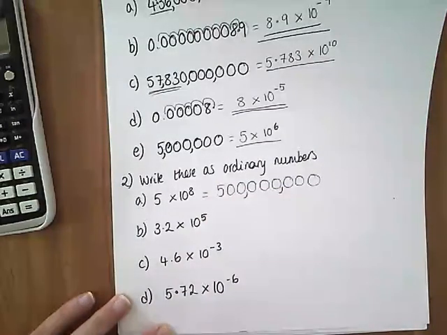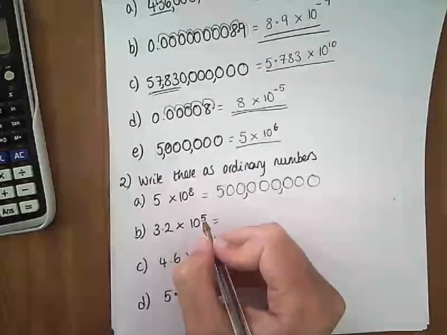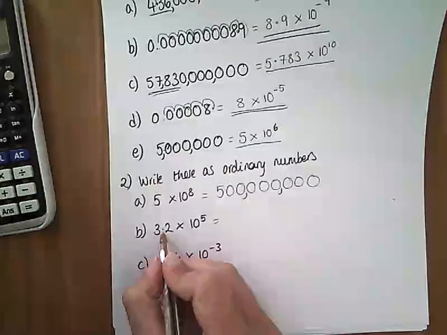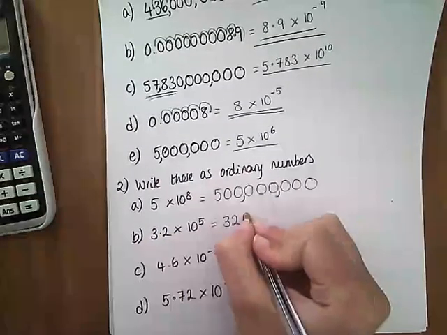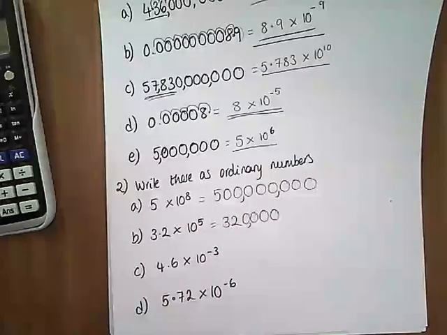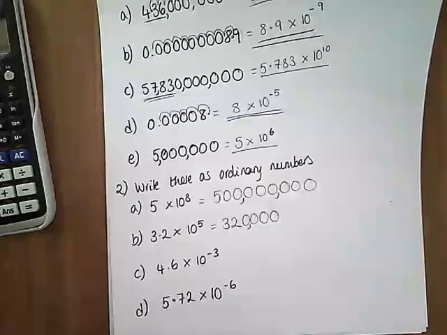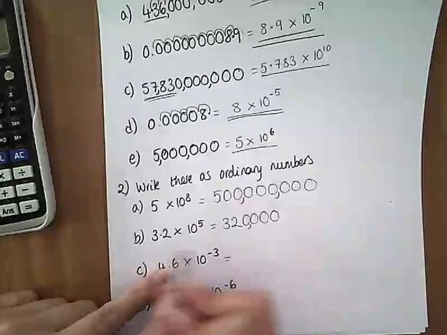500 million. Okay. This one, the easiest way to think about it, I would say, is I've got to do one hop to get out my decimal place, and then I must have 4 hops remaining, so I've got 4 zeros, so it's 320,000.